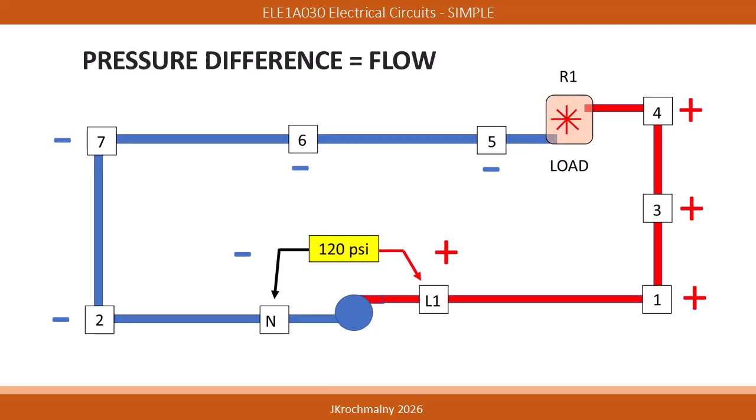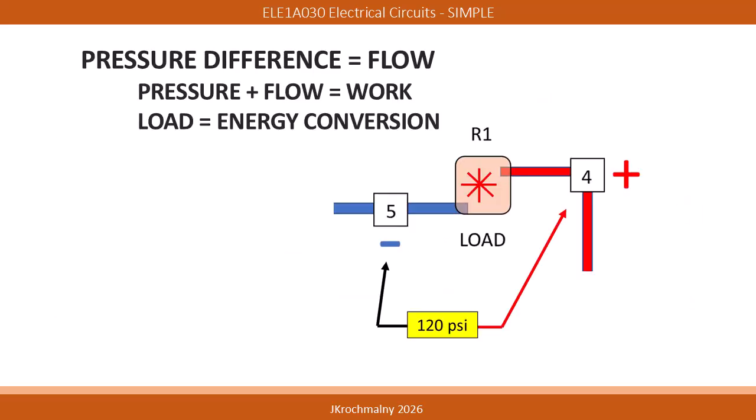It is this circuit pressure difference that causes the flow of water in the circuit. Remember, the greater the pressure difference, the greater the flow rate that results. The lower the pressure difference, the smaller the flow rate. Focusing on the load itself, we see 120 psi difference across the load.